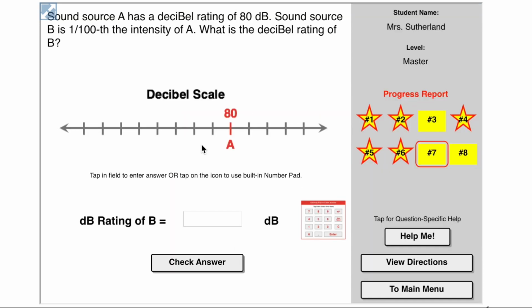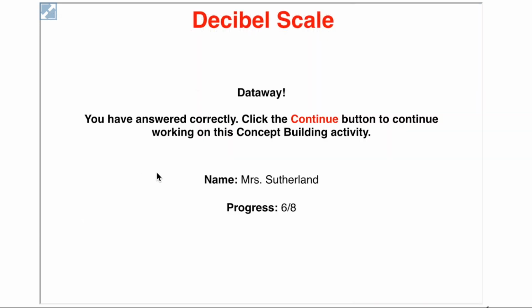All right. Now we see here that sound A is 80 decibels and sound B is 1/100th the intensity of A. So it's less, so it's going to be over on the left. It's 1/100th, so that's 2 powers of 10, 10 to the negative 2 less. So 10 to the negative 1, 10 to the negative 2. That means I have to do 80 minus 20. So that'll be a 60 decibel intensity.